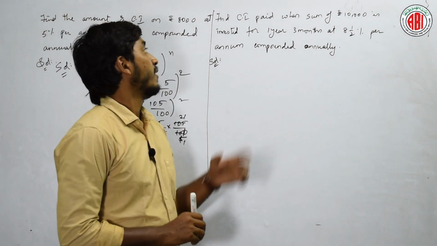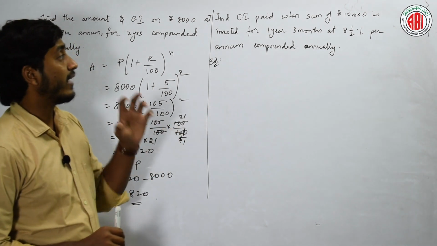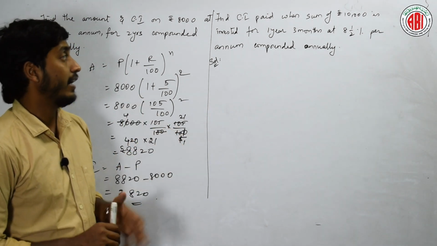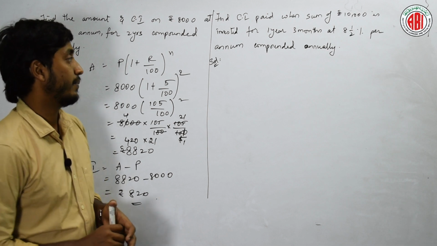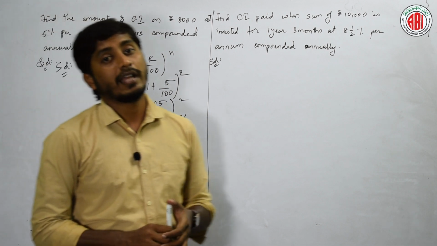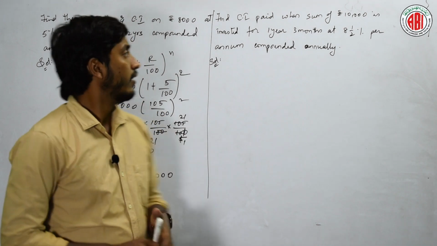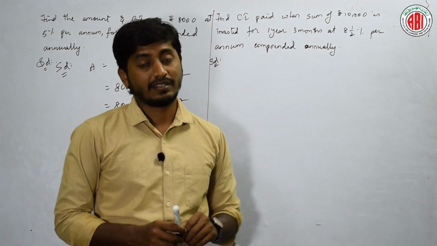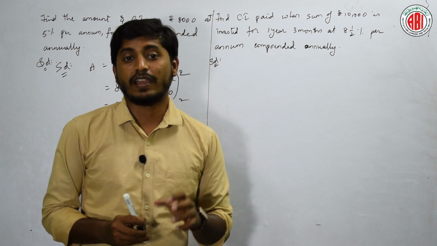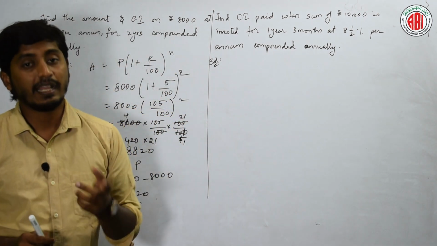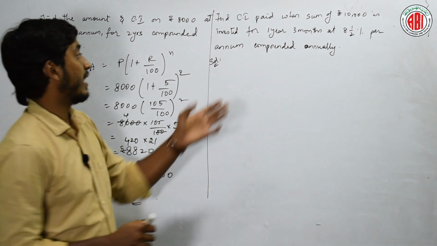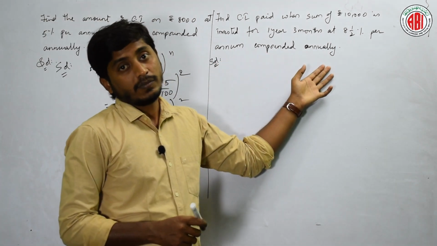Next, see the question. Find the CI paid when the sum of 10,000 is invested for 1 year 3 months at 8.5% per annum compounded annually. What all are given? Just tell me. 1 year 3 months, okay. You have to find the amount for the first year and then the amount for the next 3 months. He is telling that it is compounded annually.